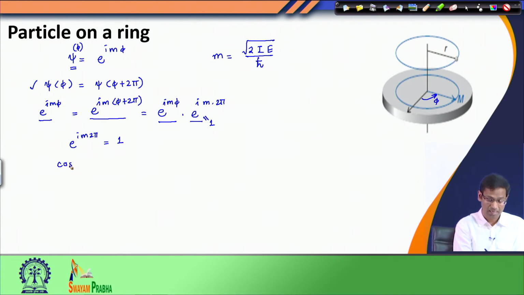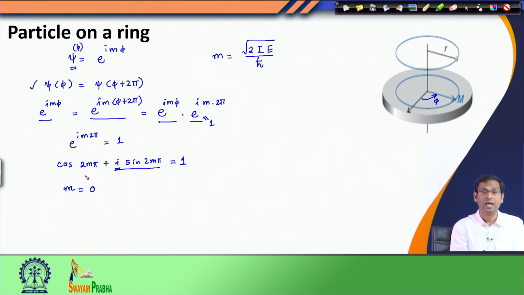So, we know we can write this function as a cosine function plus a sine function, where the sine function is with the imaginary root i, and this should be 1. Now, when I look at this, I can say that this equality will hold when m is, suppose I use m is 0, then the sine function becomes 0. So, therefore, the imaginary part is gone, and since I have 2 m pi, this becomes 1.